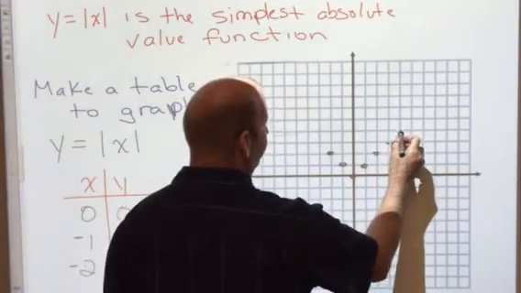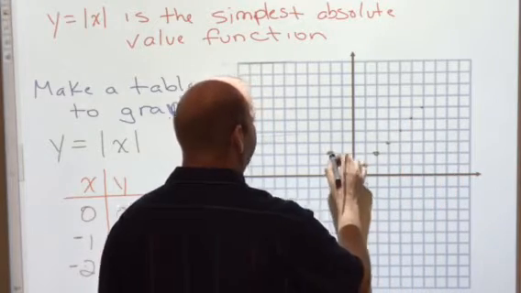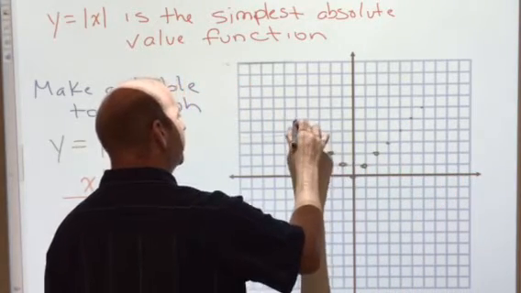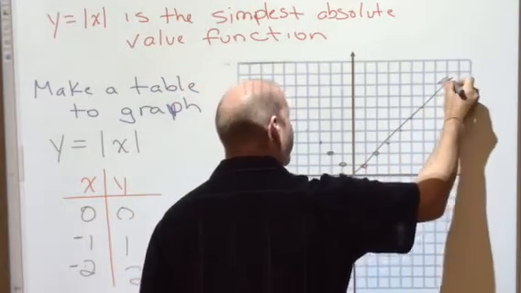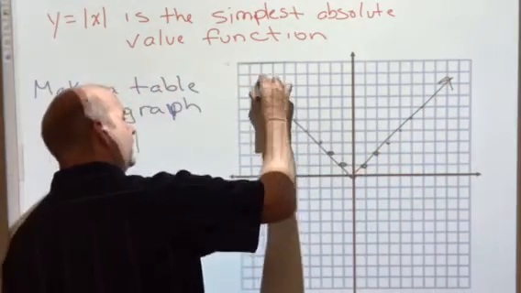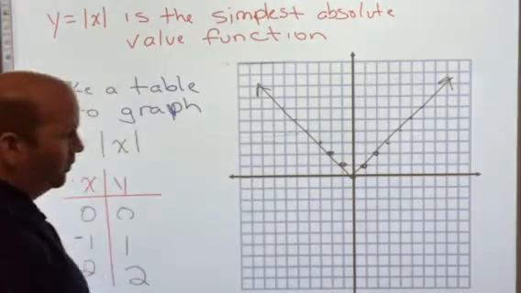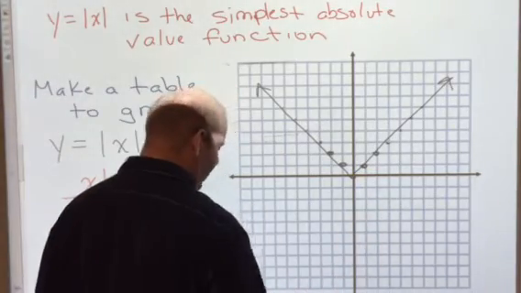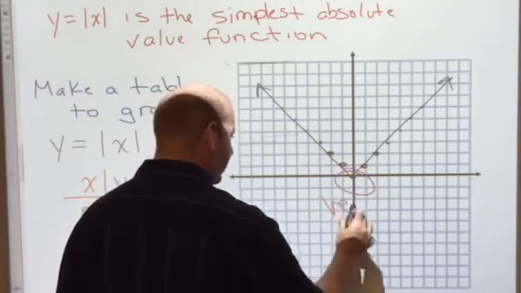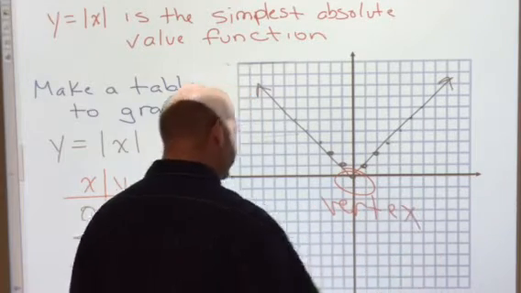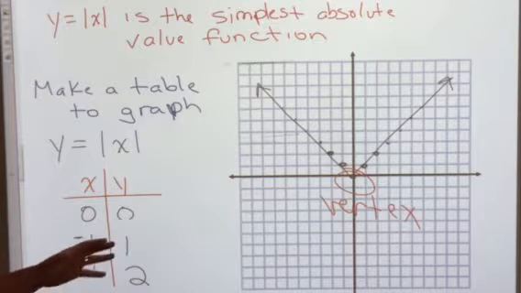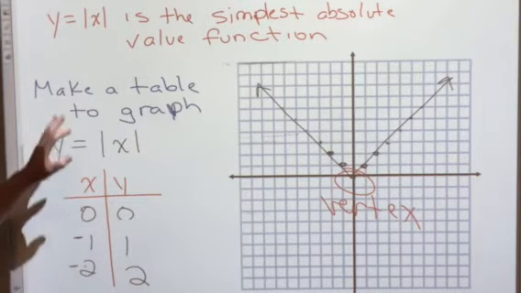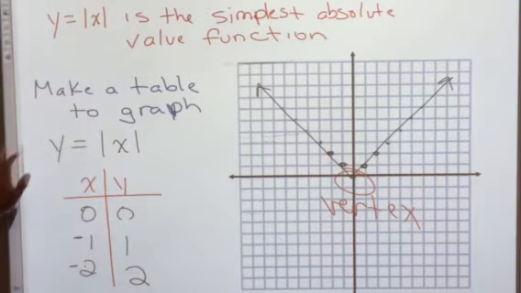3, 3, 4, 4, 5, 5, 6, 6. Negative 3, 3, negative 4, 4, negative 5, 5, negative 6, 6. It goes on and on and on forever, so you draw arrows at the end. It is a V-shaped graph with a vertex. But that vertex can be anywhere on the graph. This is just the most simple form of the graph.